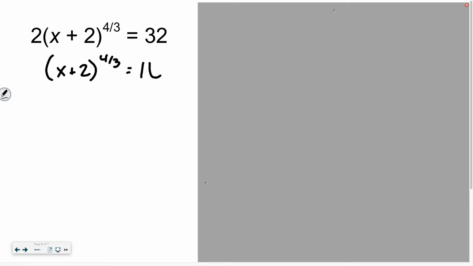So that gets us what? 16 on the other side. Now I have the exponent and its base all by itself, so what am I going to do to both sides? Raise it to the reciprocal. So now it's the 4/3, so I'm going to raise it to the 3/4.